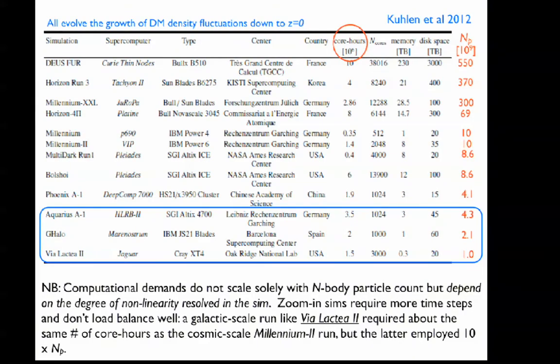This is a table that has already been explained to some extent by Joel. This is the state of the art in N-body simulations.